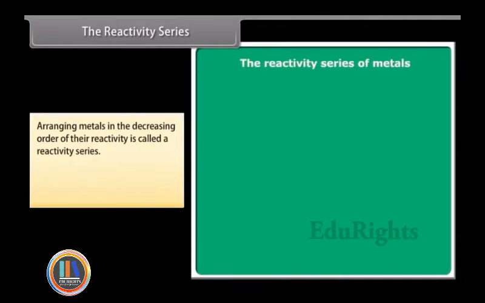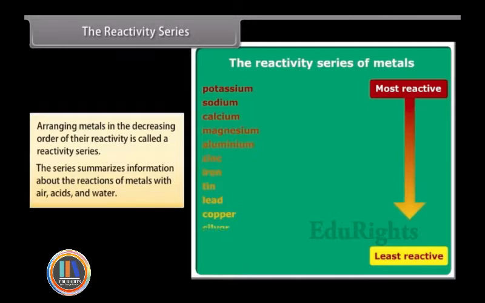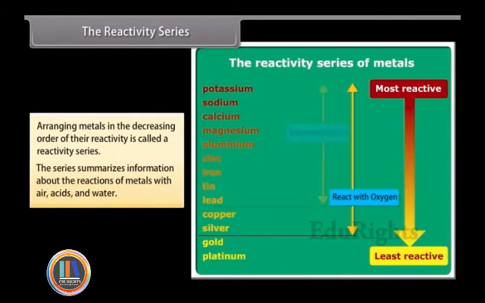The reactivity series. Metals arranged in the decreasing order of their reactivity is called a reactivity series. It is used to summarize information about the reactions of metals with air, acids, and water.